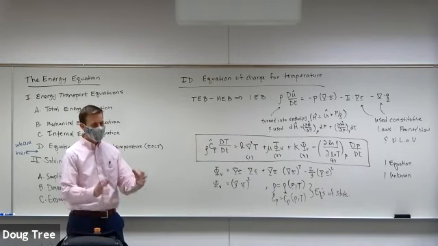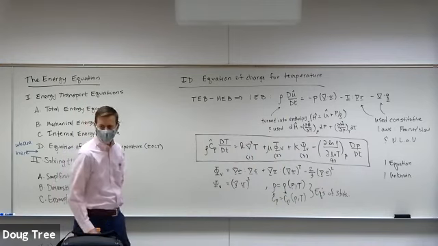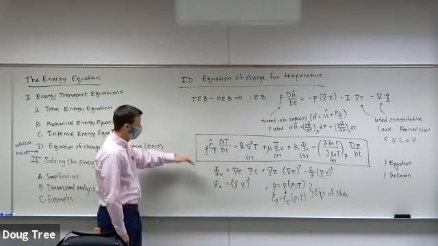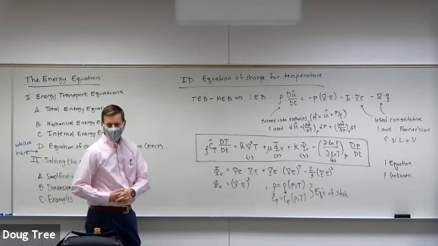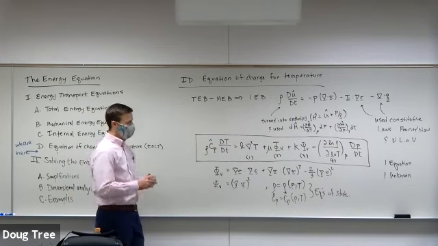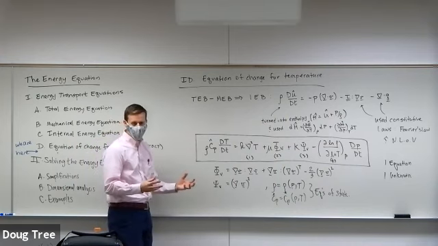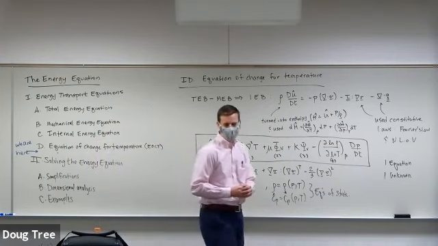So I wanted to make sure we paused here and understood what this equation is. So this is an equation of change for temperature. It's the analog of the Navier-Stokes equation. There's just one equation and one unknown. So that's easier to solve than the Navier-Stokes equation.